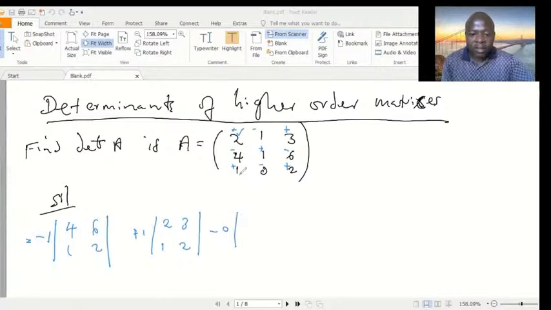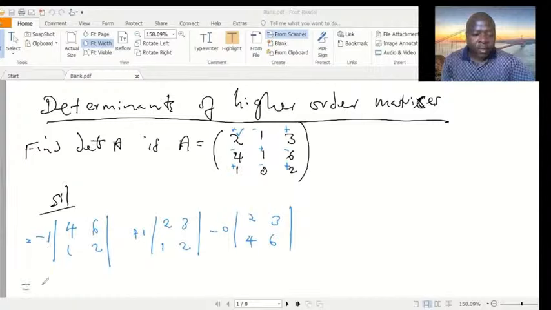Let me just delete the row of 0 and the column of 0. We are left with 2, 3, 4, 6. That's why I said it is easier to do it along a row or along a column that has zeros, because that makes your work easier.